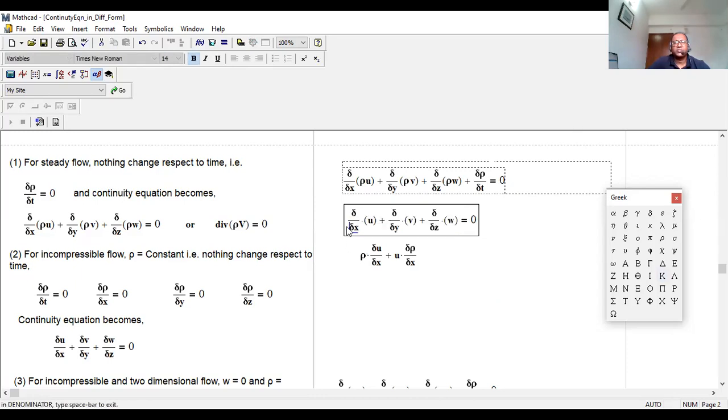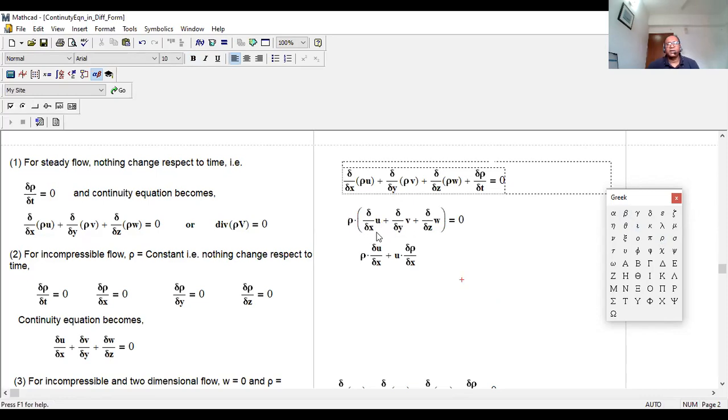So this row will be this one. Now if you want, you can take out this bracket with the velocity component. So ultimately, what will happen? This term, rho, cannot be 0, so this term equals 0. That's what I write down. The continuity equation becomes this one.